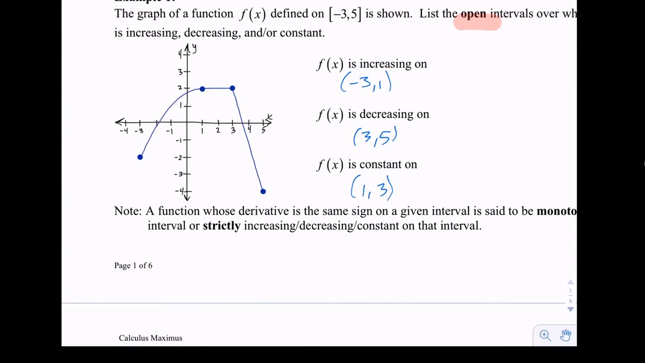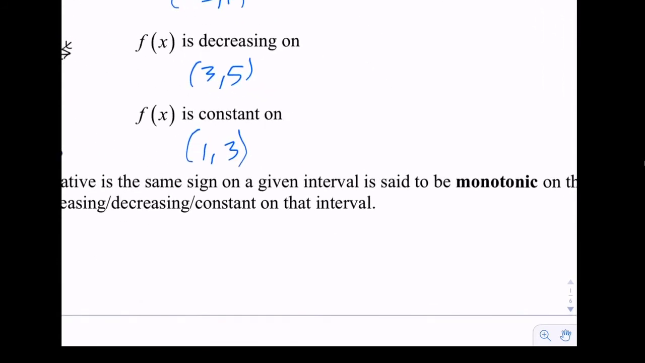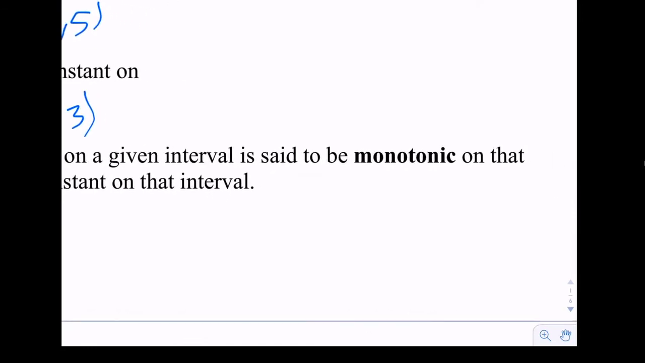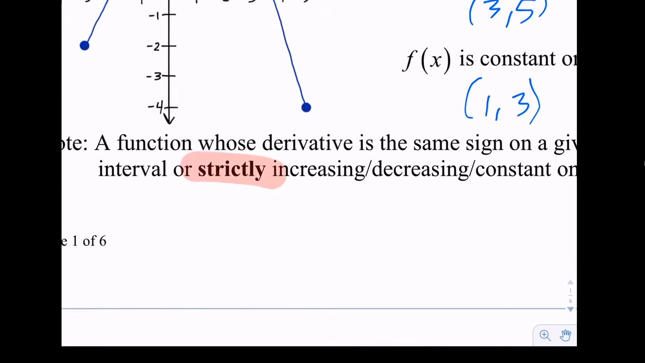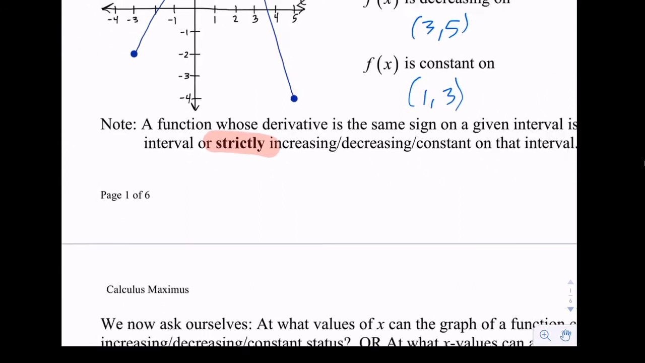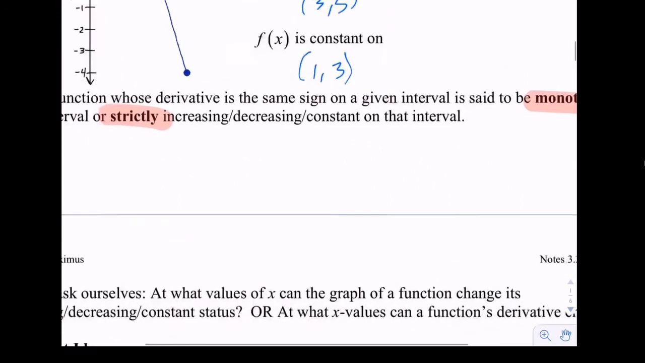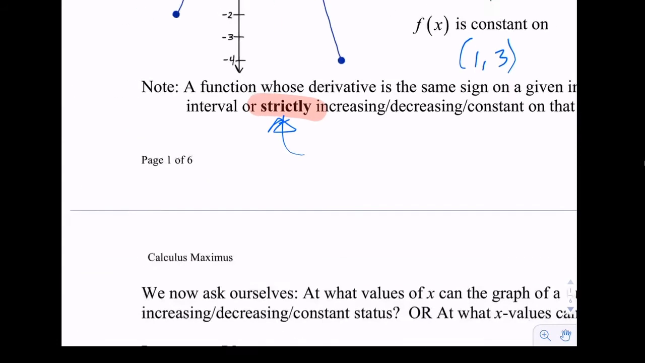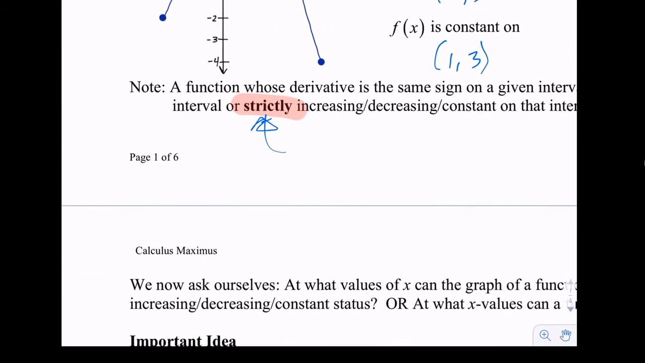All right, so another definition that we've seen before: a function whose derivative is the same sign on any given interval is said to be monotonic on that interval, or strictly on that interval: strictly increasing, strictly decreasing, monotonic increasing, monotonic decreasing. We actually saw on that example from 2007, they used the word strictly, didn't they? Yeah, g of x was strictly increasing. So they prefer that over monotonic, but it means the same thing.